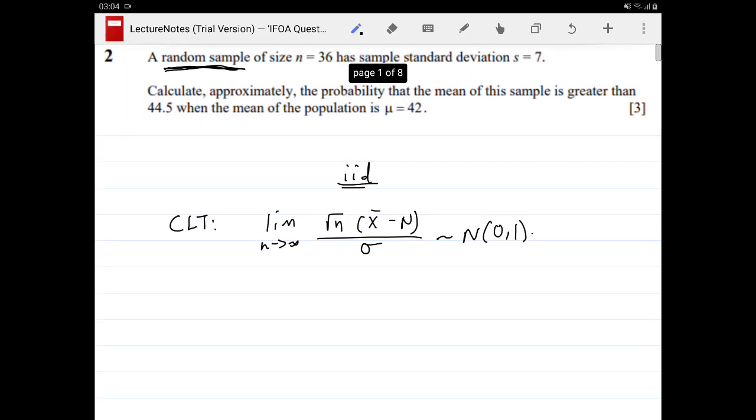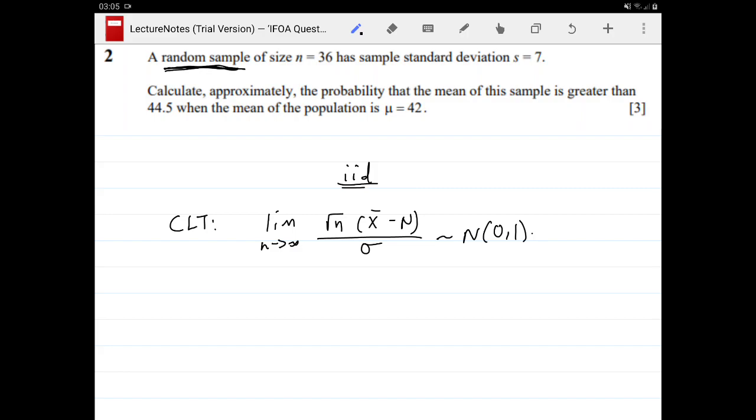The other part of the approximation is the fact that we don't actually know what sigma is, we haven't been given it. They tell us what mu is, so we do have mu, but we don't have sigma. We only have s. If we're not given any other information about the distribution of our random variables, for example if we weren't told that our samples have a gamma distribution, an exponential distribution or a Poisson distribution, we can't figure out what sigma is. We can't calculate what sigma is.